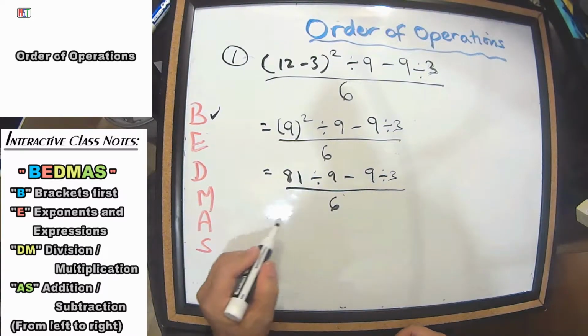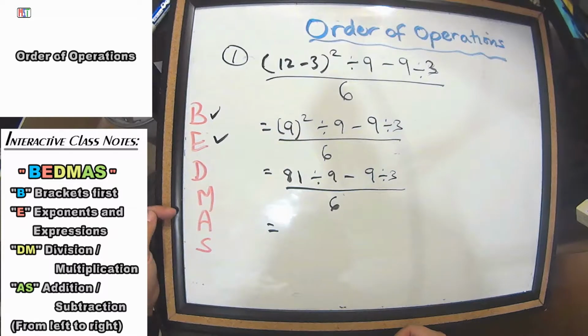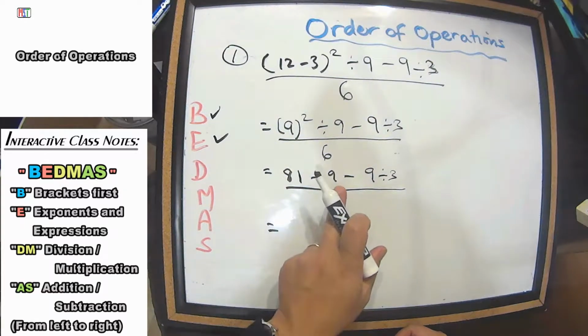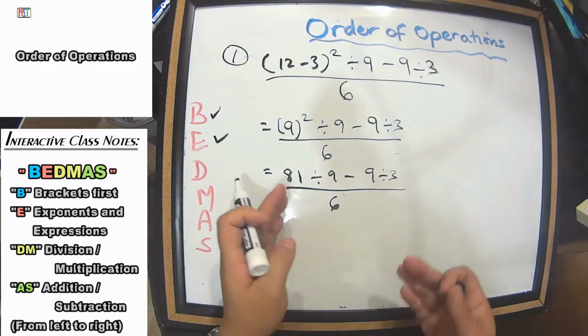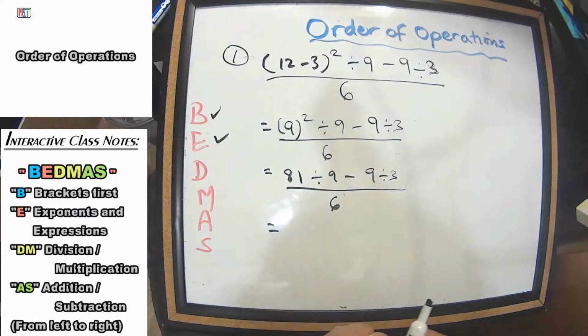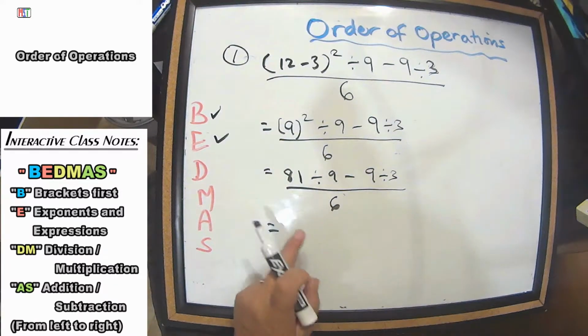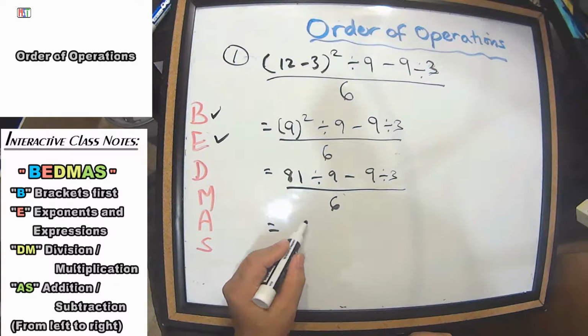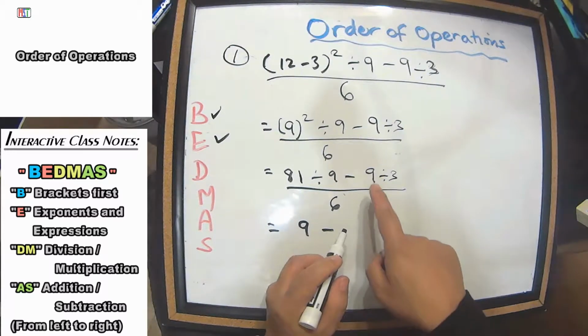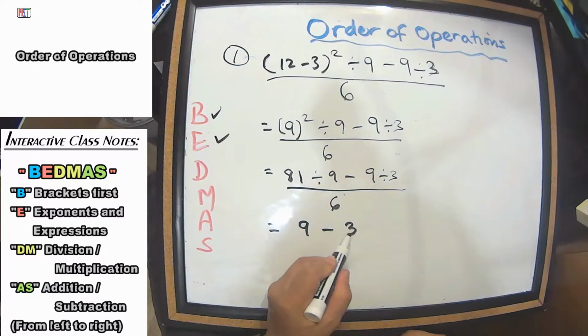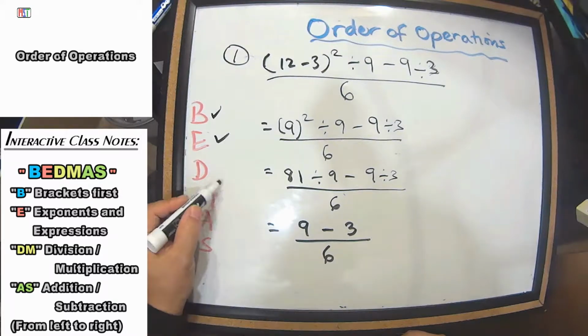Again, I'm just going to show you step by step. Division and multiplication. So we notice you have division first, another division, and then divided by number 6. So let's do this first division. 81 divided by 9 gives you 9. And then we have 9 divided by 3. That gives you 3. Okay, so we did division.